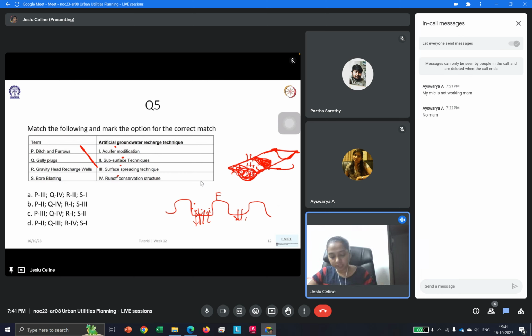So what is that essentially? Is it a surface spreading technique? Surface is already gone. Are we modifying the aquifer? Definitely not. Is it a subsurface technique? No, we are not going into the subsurface. So we are left with the runoff conservation method. Yes, that's what we are doing.